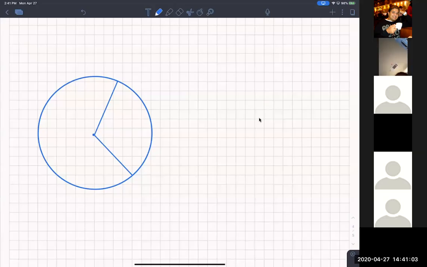All right, so we have a problem. The central angle is 5 pi over 6, and the arc length is 10 pi. That's the arc length, right? Yeah. Okay, what is the question? What is the length of the radius?